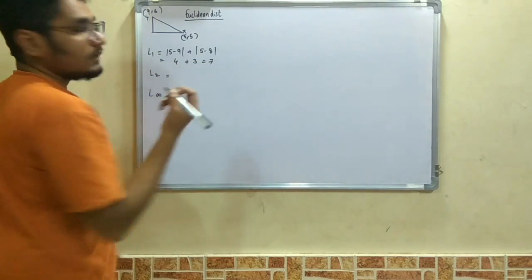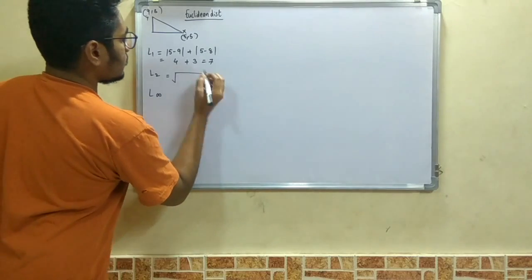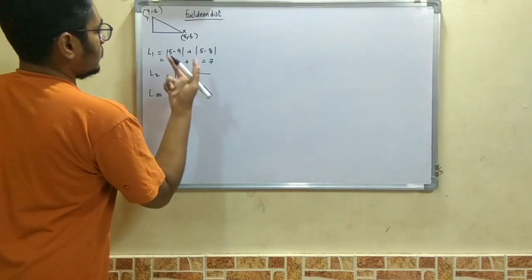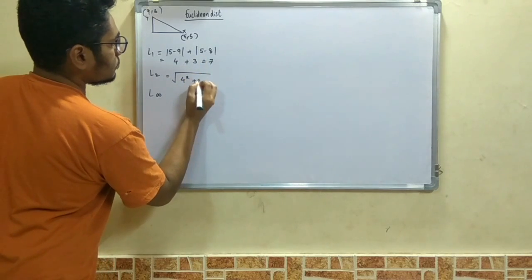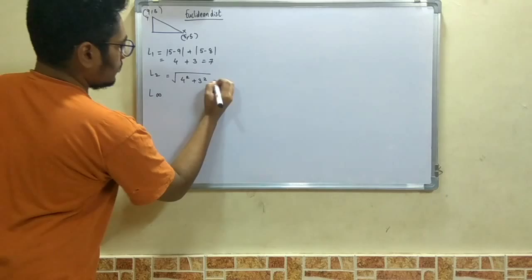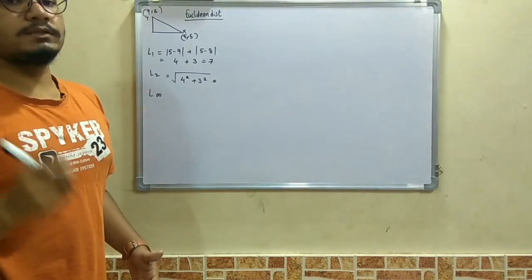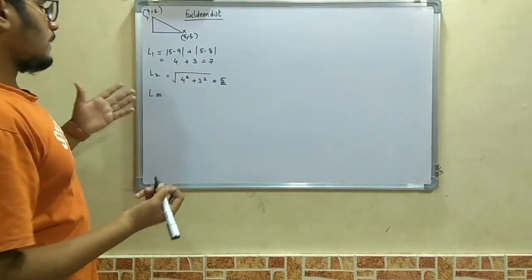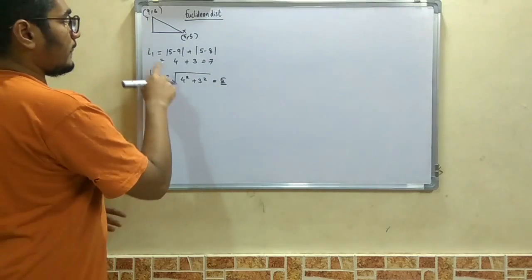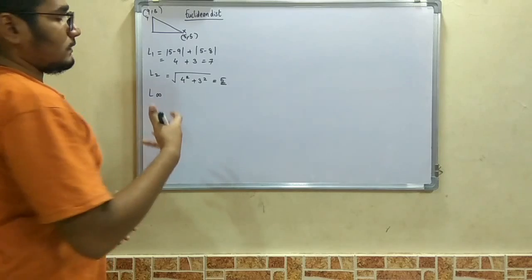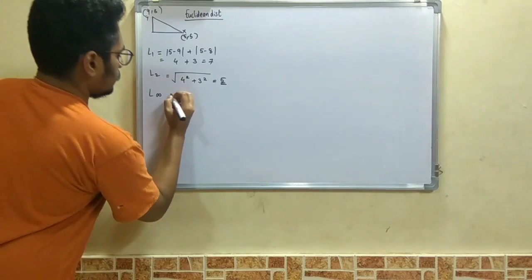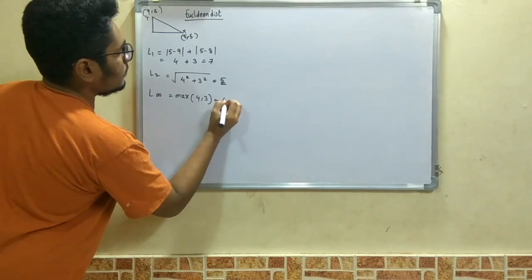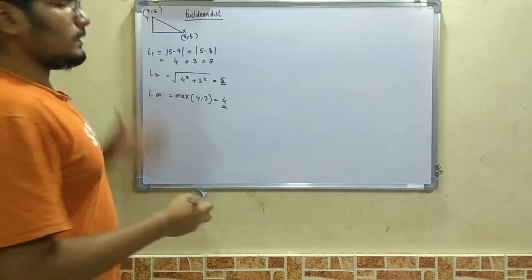Next we'll calculate the L2. L2 is nothing but the square root of mod x1 minus x2 the whole square plus y1 minus y2 the whole square. That is 4 square plus 3 square, which comes out to be 16 plus 9, that is 25, and square root of 25 is 5. Next is the L infinity, that is max of xi and yi. So we will write it as max of 4 comma 3, that is 4. So this is the Euclidean distance.